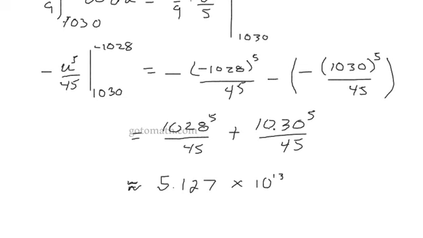You can get that all in one solid fraction if you want, or evaluate however you want to do it. Anyway, this is what you should come up with, 5.127 times 10 to the 13th. And what this means, if you don't know scientific notation, is that we're going to move the decimal place 13 places to the right.